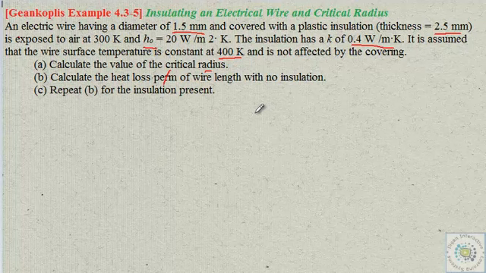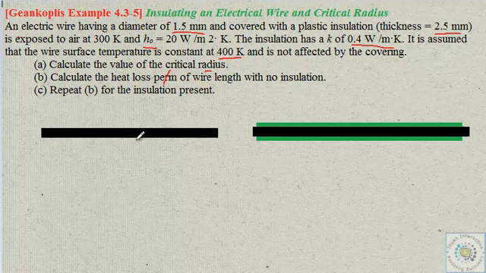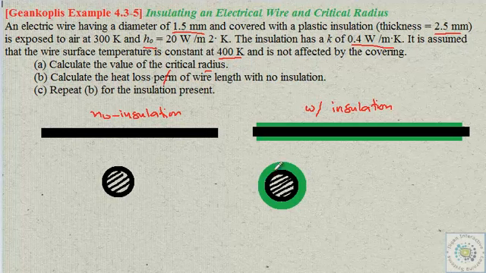Okay, allow me to sketch the problem first. Essentially this will be our wire with no insulation, or we call this a bare wire, and the other wire has insulation with it, that green one. Of course, this is not drawn to scale. Let me draw the cross section so that we'll have a better view of the problem. The cross section will look like this. This one is a bare wire with no insulation.